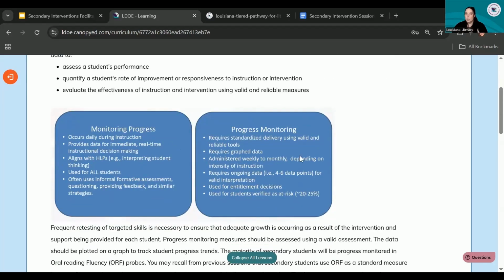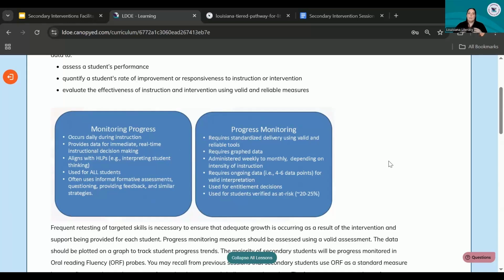So I have this little image up on the screen where one box says monitoring progress and one says progress monitoring, and there is a difference between the two. When we're monitoring progress, most of our teachers are doing that every single day in their classroom anyway throughout their instruction. That's like some immediate data they can get. Sometimes it's qualitative, it can be quantitative, but it's real-time instructional decisions they make based off of how students are maybe responding right in front of them during the lesson.